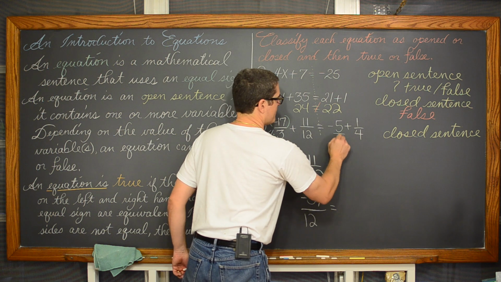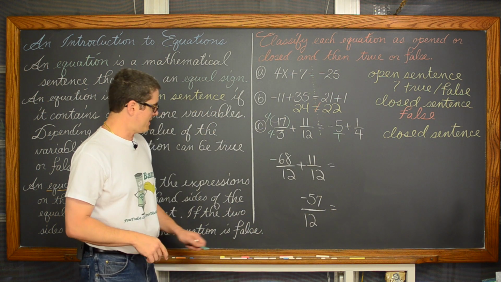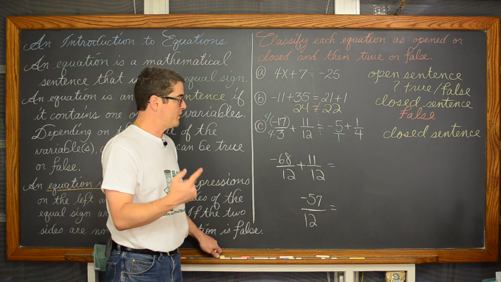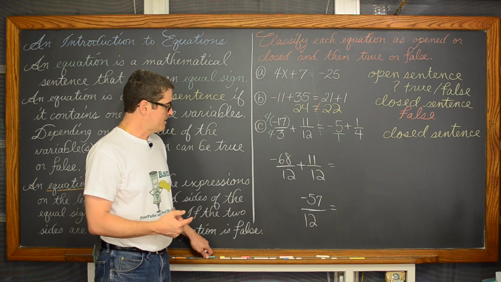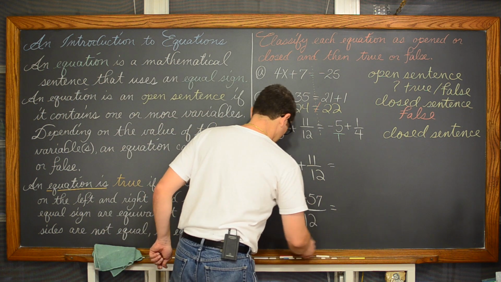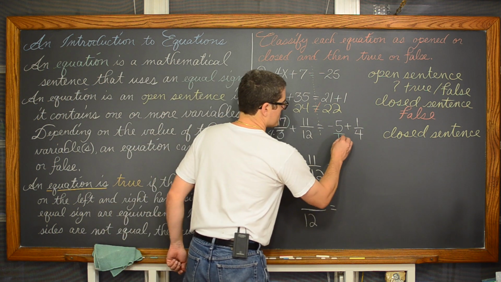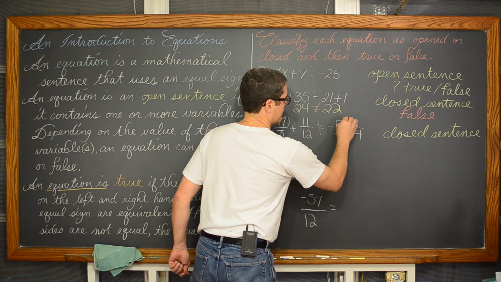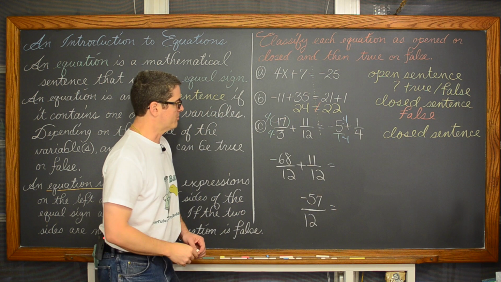Now we have negative 5 over 1. Negative 5 over 1 plus 1/4, we need a common denominator there. And so now we're going to, let's see, get a different color chalk. We're going to multiply the numerator and denominator by 4 again. That was not really on purpose.